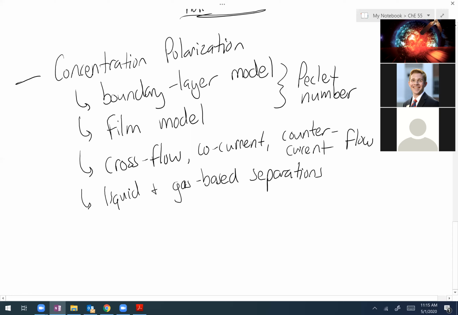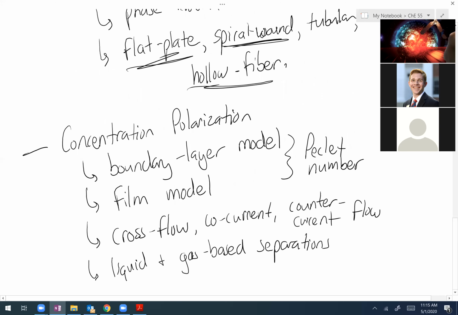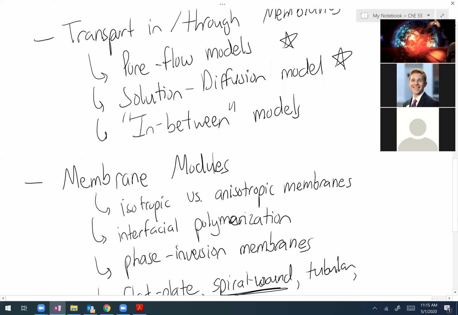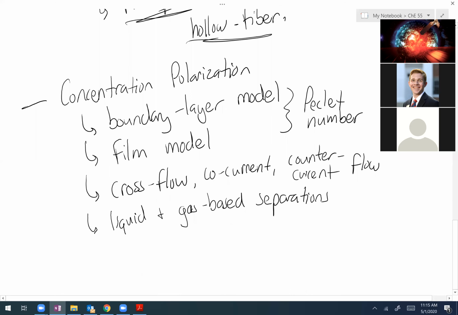Of course. Any other questions, things geared towards these introductory sections, looking at transport, the modules, and concentration polarization, things that you want me to clarify, things that you're still kind of fuzzy about?